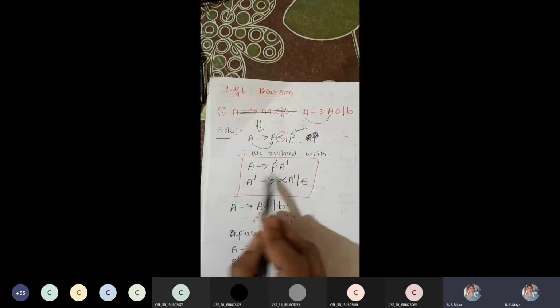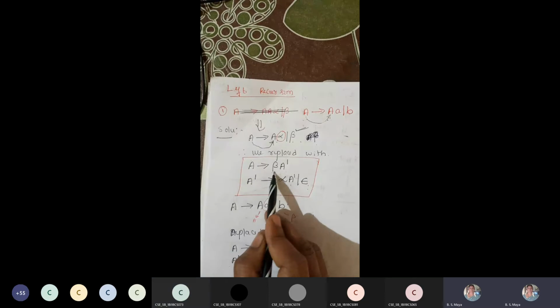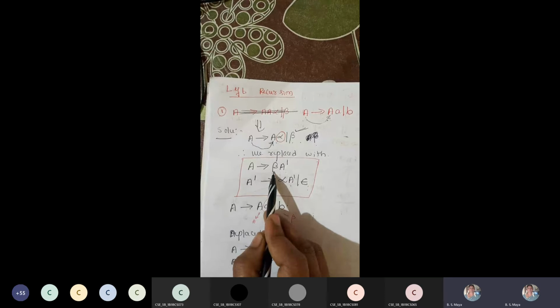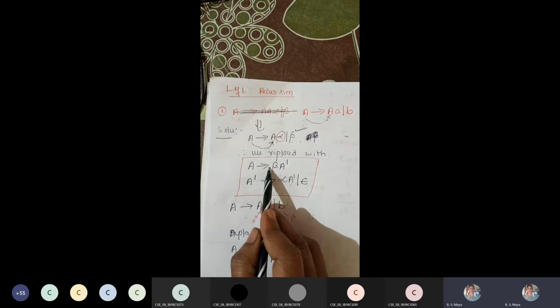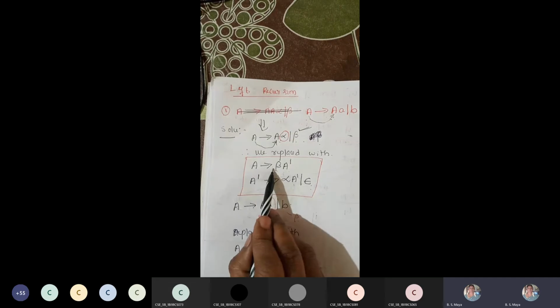Are both the symbols the same? Both the symbols same or different? Different. It is different, but is there left recursion now? If you want to say left recursion, what should be there? Before beta, A should be there. Is A there here? No, ma'am. No. Why is A not there?